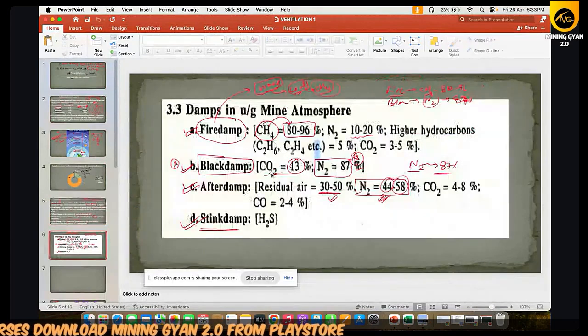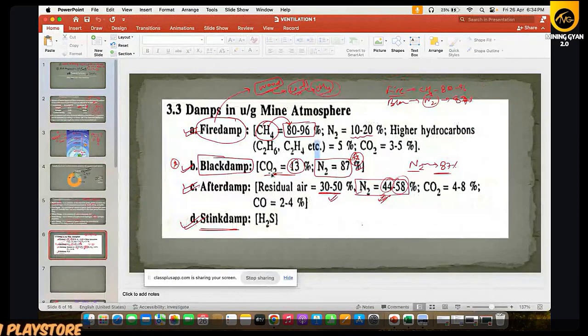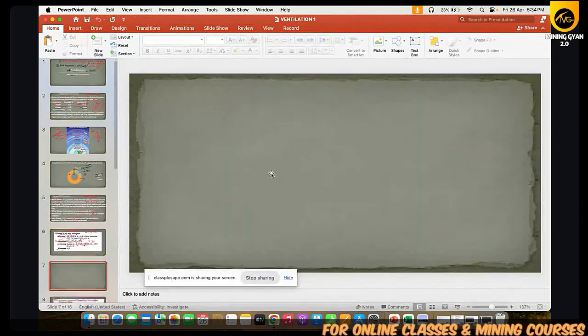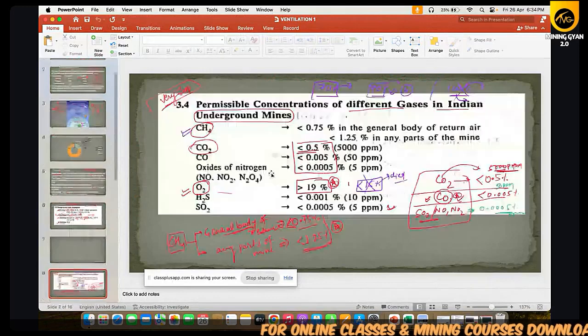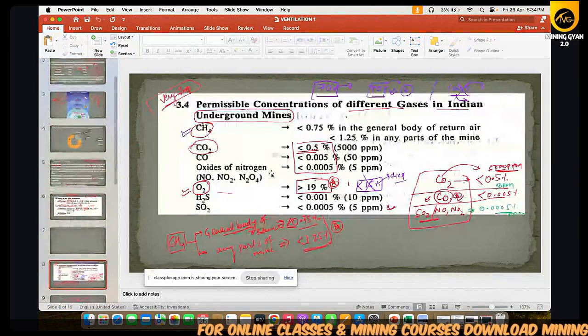I told you the fire damp percentage of CH4 will be 80 to 96%, and N2 is 10 to 20%. Black damp N2 percentage is 87 and CO2 is 13%. After damp N2 is 44 to 58 and residual is 30 to 50. Stink damp H2S.